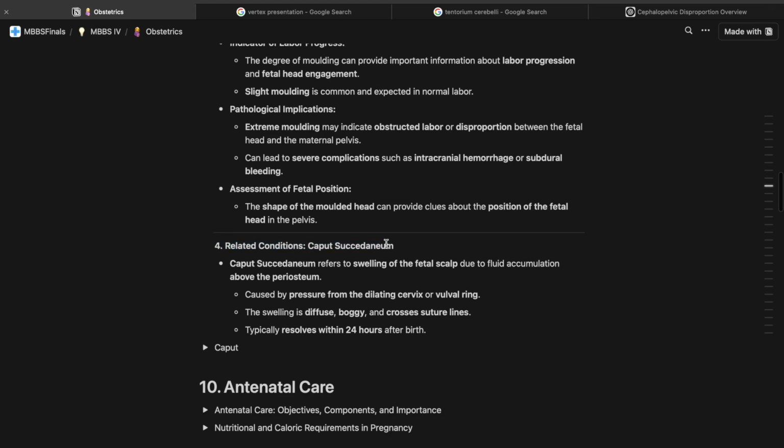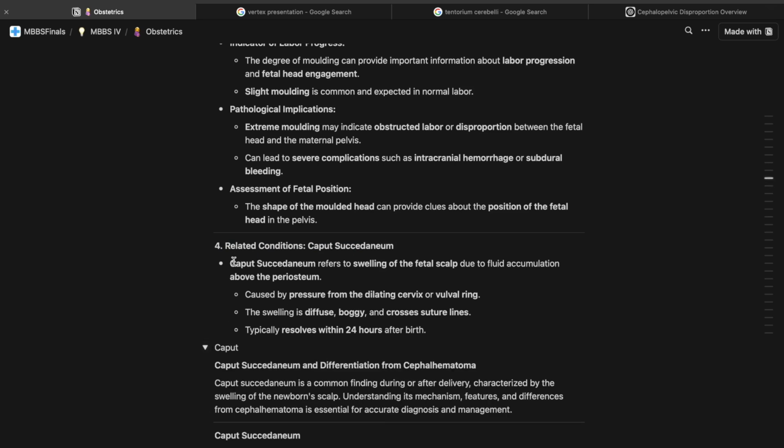Finally, coming to related condition, which we are going to learn here. Yes, so caput succedaneum, that's how we pronounce it, refers to the swelling of the fetal scalp due to fluid accumulation above periosteum. So there is periosteum, the bone, and the covering above that is periosteum. So above periosteum, caused by the pressure from dilating cervix or vulval ring. So as the cervix dilates, the pressure on the fetal head causes this.